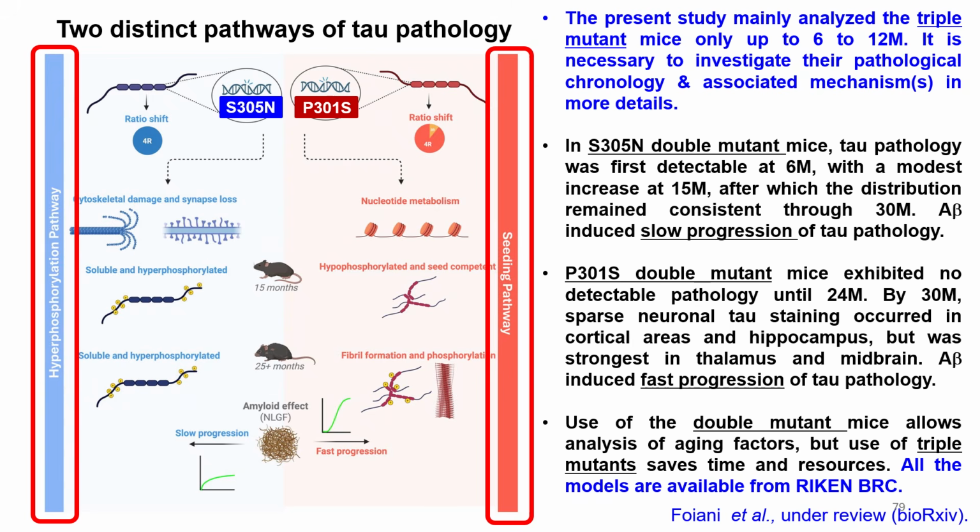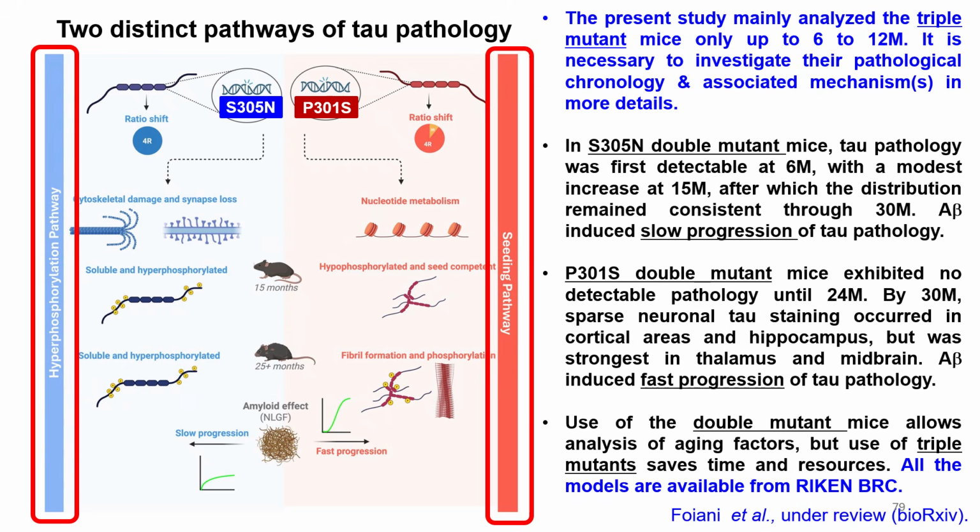P301S mutation carrier. So, the first part of the present study mainly analyzed the 2 lines of triple mutants, and it is thus necessary to investigate their pathological chronology and associated mechanisms in more detail. In S305N double mutants, tau pathology was detectable at 6 months, after which the distribution remained consistent through 30 months. A-beta-induced slow progression of tau pathology.